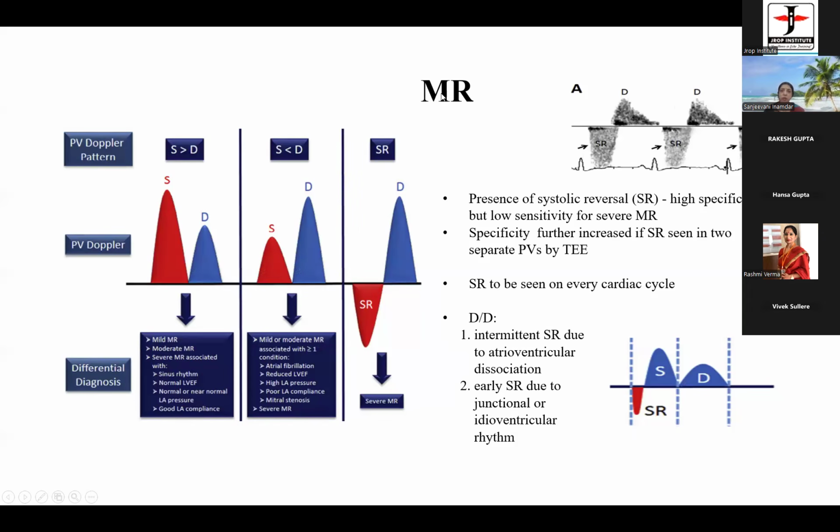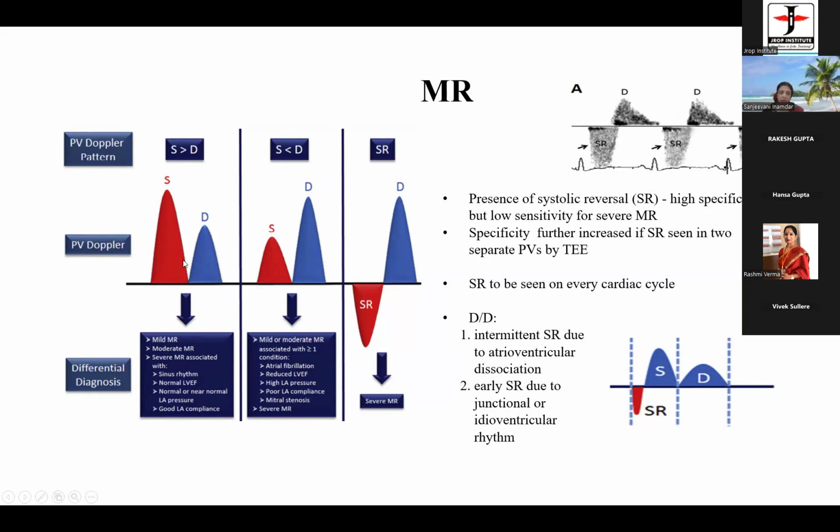Now, when we come to MR, it is not that simple that 1 plus 1 is equal to 2. It's not like that. By that I mean, whenever S is more than D, that doesn't mean that there is no mild, moderate or severe MR. It can be anything, mild, moderate or severe, and still S is more than D.